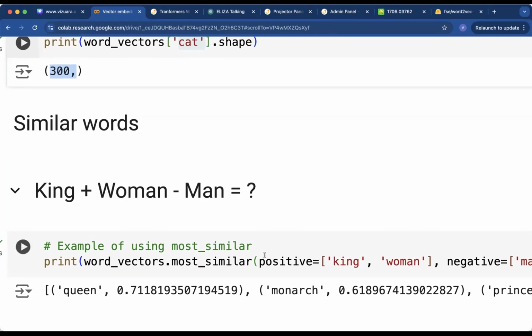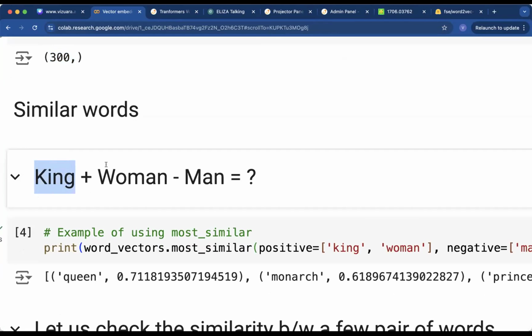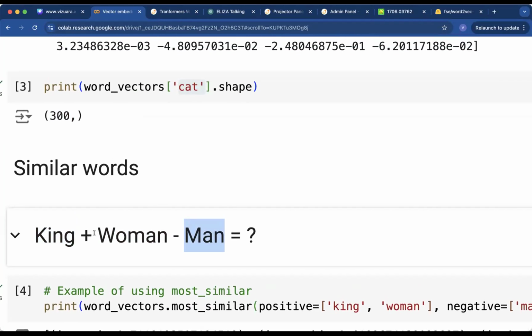But what I really want to illustrate to you is this. If the vectors are indeed capturing the meaning, let us test this out. Let's say you have a vector for king, a vector for woman, and a vector for man. If you add the vector for king to the vector for woman and subtract the vector for man, what should you ideally get? Can you all type it in the chat? What do you think should be the answer for this?